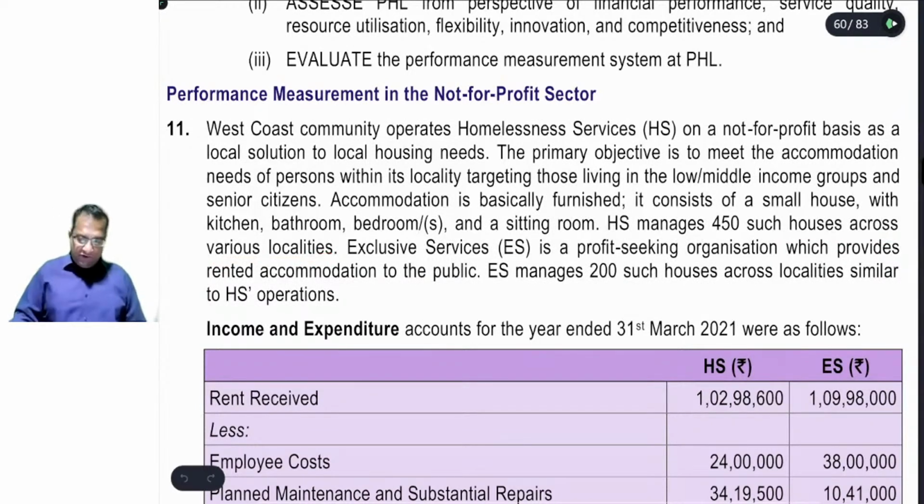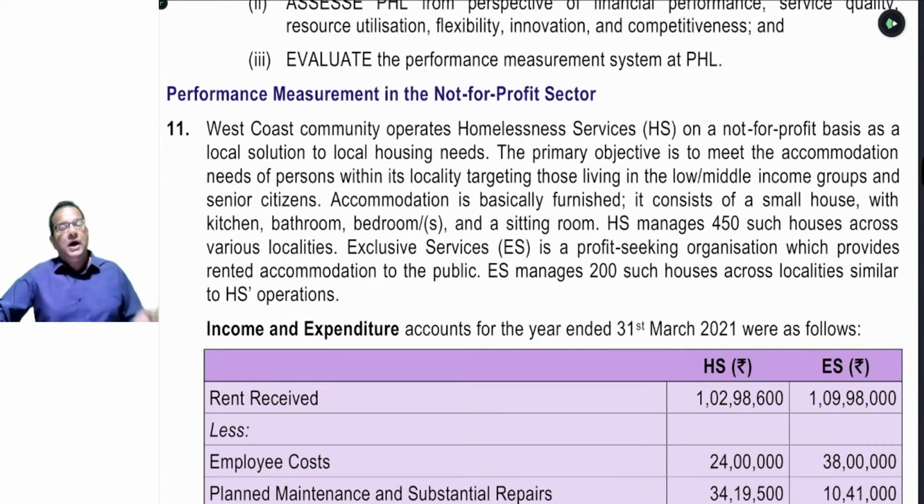So the organization, which is a not-for-profit organization, the name is Homelessness Service. It is providing accommodation to the low middle income group and also the senior citizens. Accommodation is in the form of a small house, which consists of kitchen, washroom, bedroom, and a sitting room. And the number of such houses is 450.